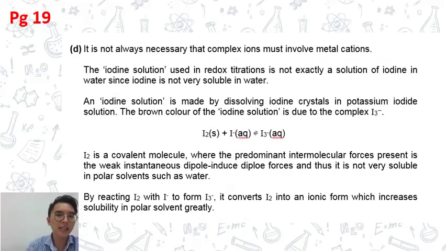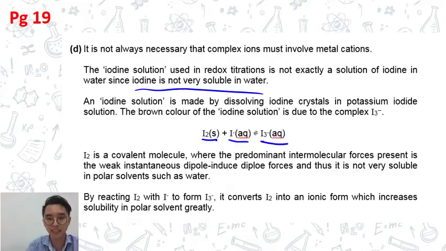One last case. Iodine is not very soluble in water. Okay, iodine is not very soluble, so normally we represent it as I2(s). You can make it more soluble by adding I minus to form an I3 minus complex. So this is just showing you how complex formation can increase the solubility of your iodine.